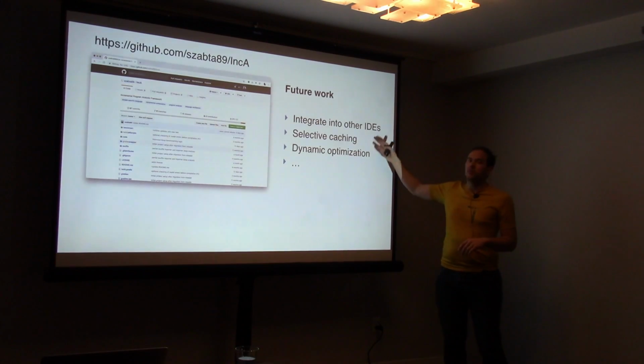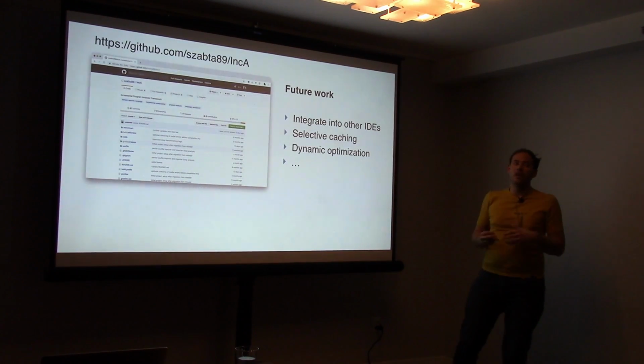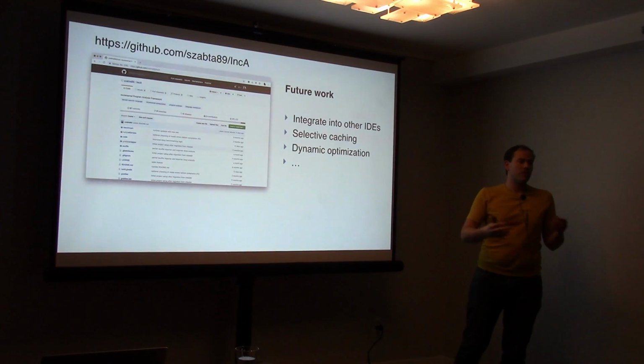We want to optimize memory consumption. We want to be even faster, and do dynamic optimization based on how frequently a part of the code is actually changing, because if something is not changing a lot, you don't need to cache it so much, right? Because a cache miss is just less likely to happen. There are a lot of ideas for how to improve this framework even more, besides, of course, making it more expressive and covering more static analyses.